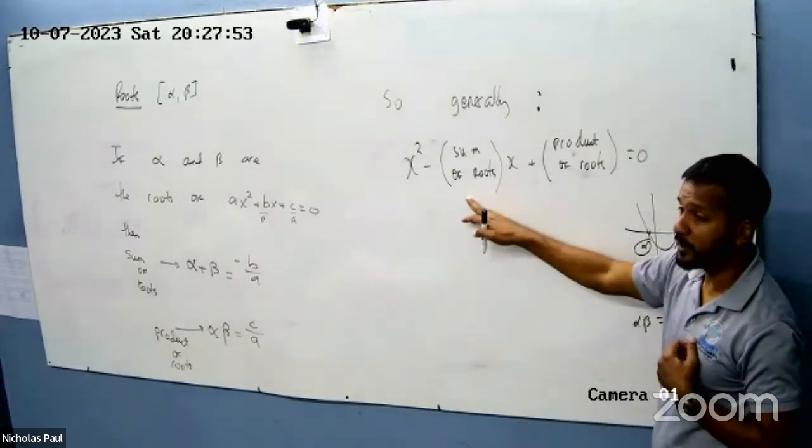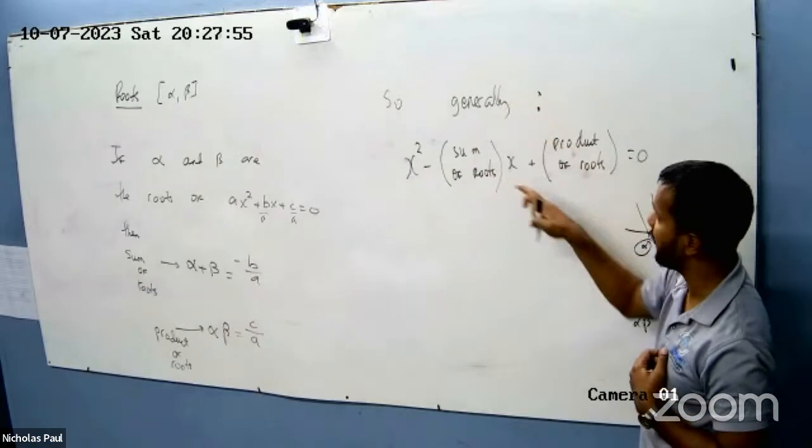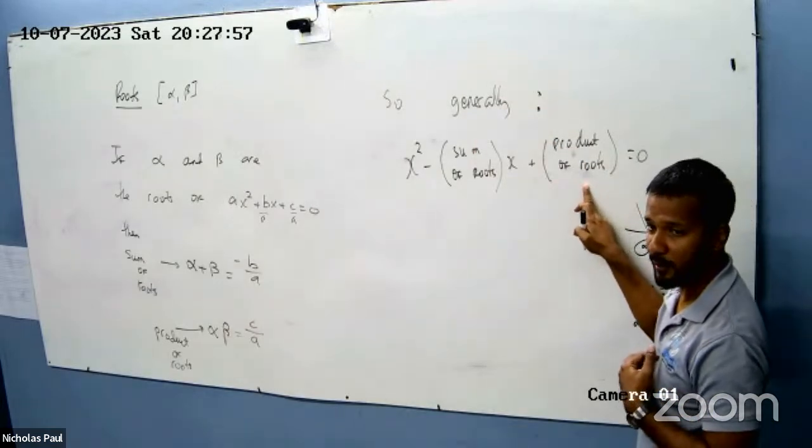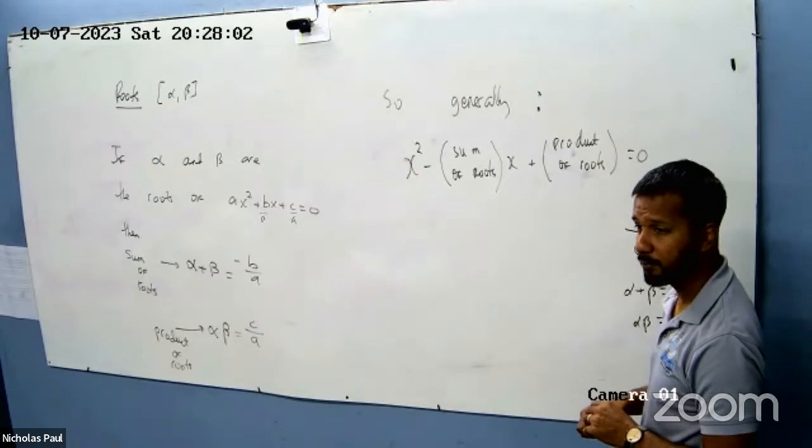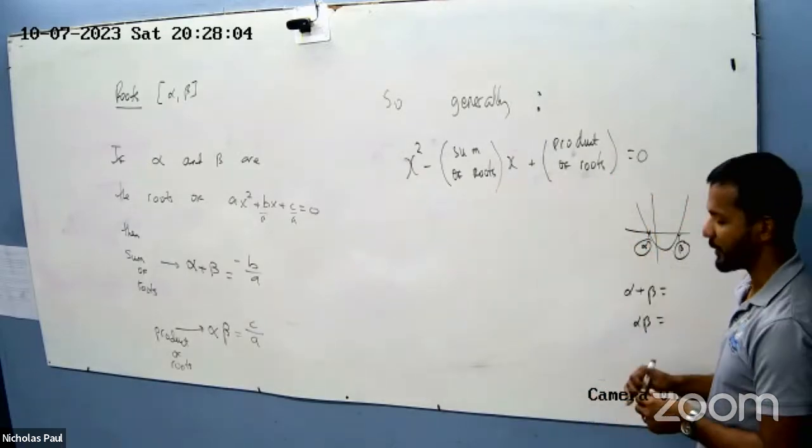If you know the roots, add them up, that'll give you the value here. Multiply them, that'll give you the value here. Okay with that? Copy down this and let's try some examples.